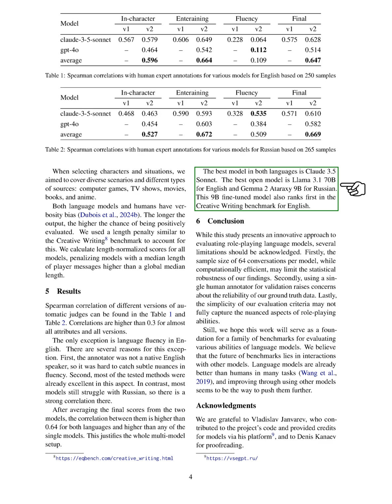The best performing model was Claude 3.5 Sonnet, while Llama 3.1 70b excelled in English and Gemma 2 Ataraxy 9b in Russian, the latter also ranking first in the creative writing benchmark for English.